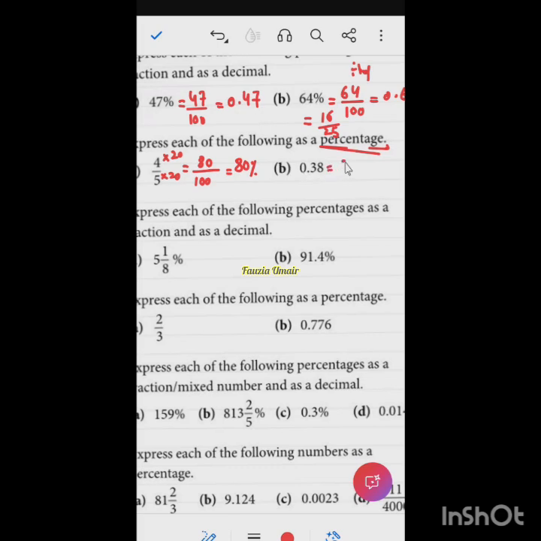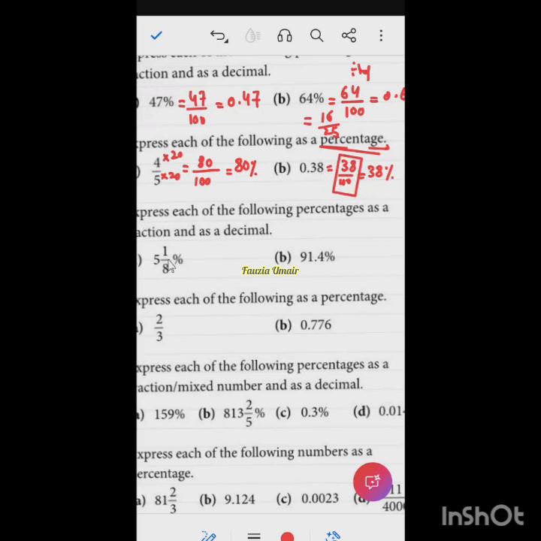Now this is 0.38. Ma'am, 0.38 means 38 by 100. So 38%. Very good. So can't we write 0.38 is equal to 38%? Can we write that down? We can write that down. We can skip this also. That's right. We can do that.